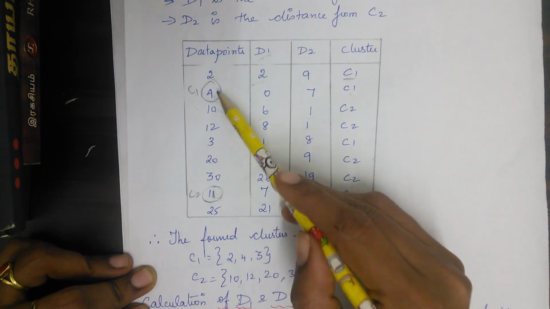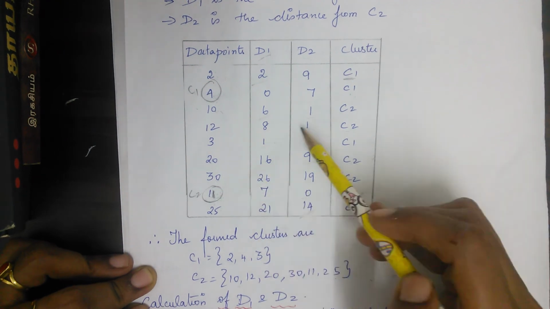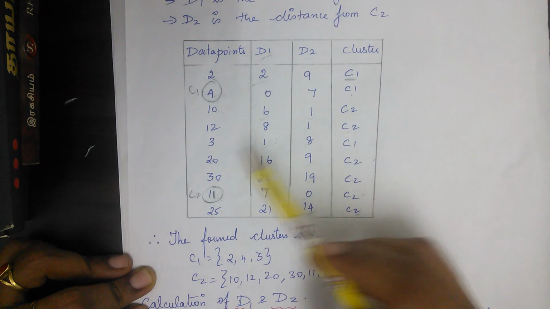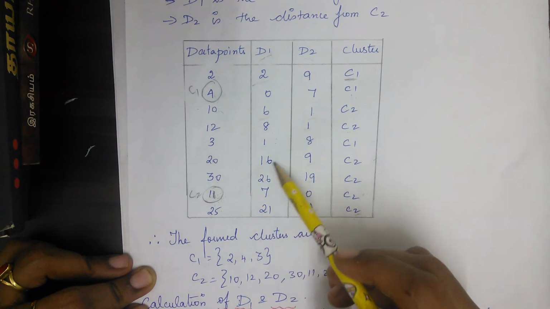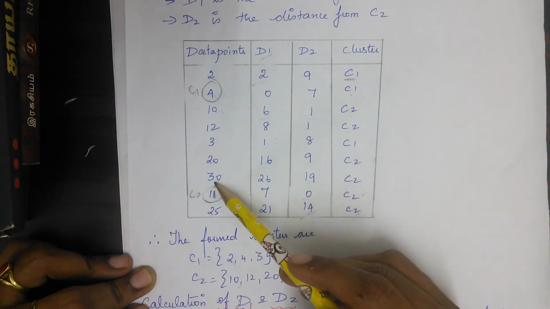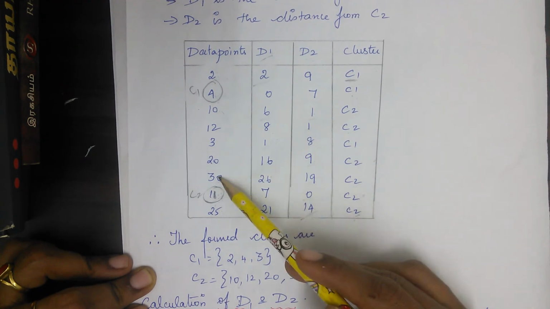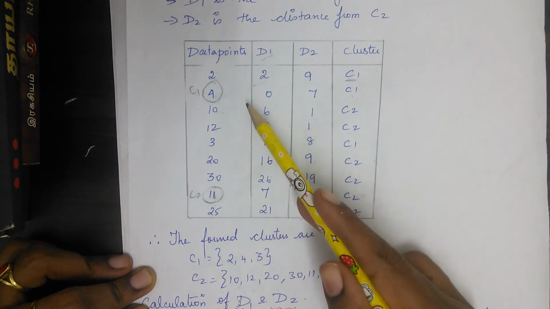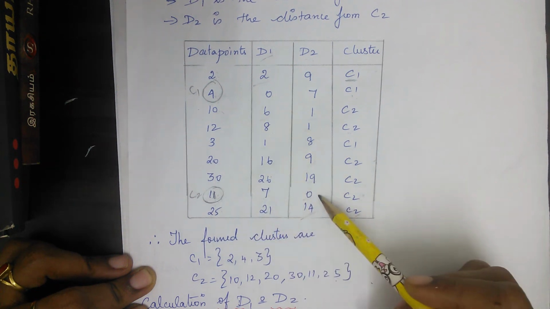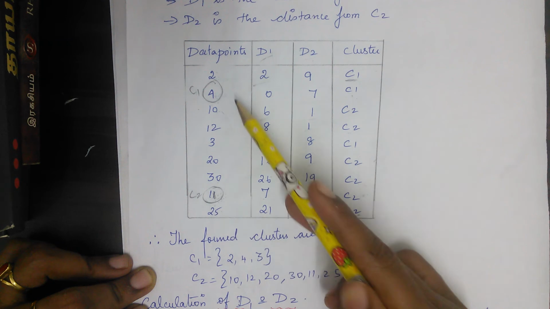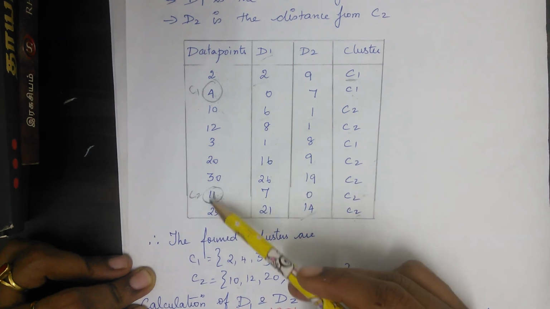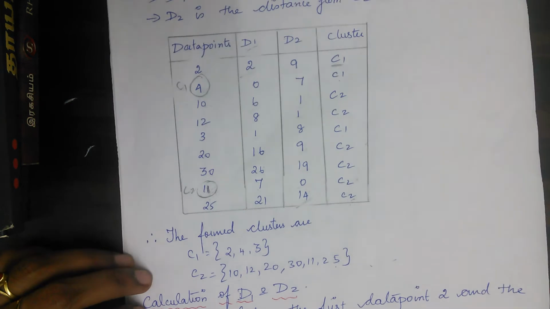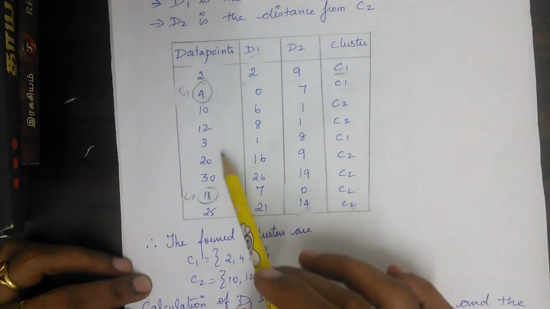And then 12 minus 4 is 8, and 12 minus 11 is 1. 3 minus 4 is 1, and 3 minus 11 is 8. Then 20 minus 4 is 16, and 20 minus 11 is 9. 30 minus 4 is 26, and 30 minus 11 is 19. Then 11 minus 4 is 7, 11 minus 11 is 0, and 25 minus 4 is 21, 25 minus 11 is 14. Likewise, I've calculated the distances d1 and d2 for all the centroids.